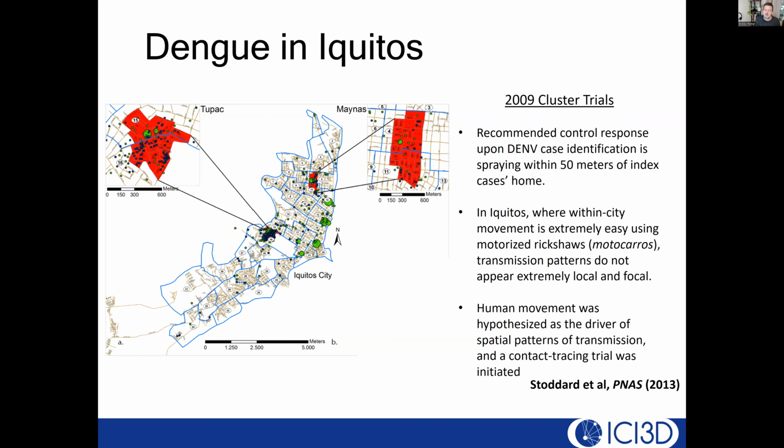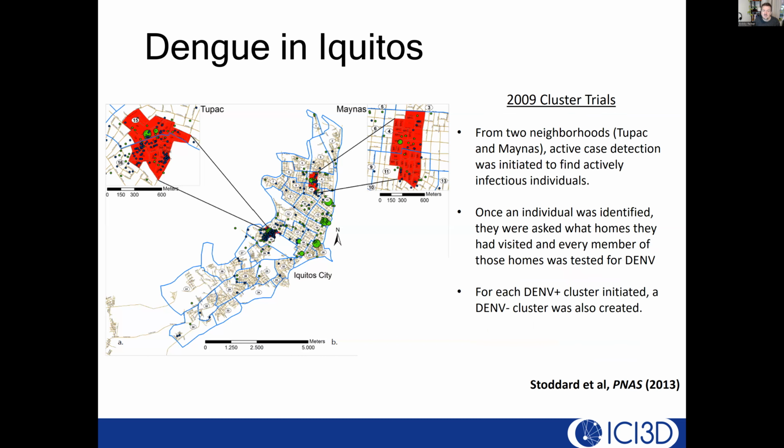It wasn't that an outbreak would occur just in one part of a city. An outbreak would occur across multiple places within a city. Before this analysis was conducted, human movement was hypothesized to be a driver of those spatial patterns. And so what was done was, within 2 neighborhoods, active case detection was initiated to find actively infectious individuals.